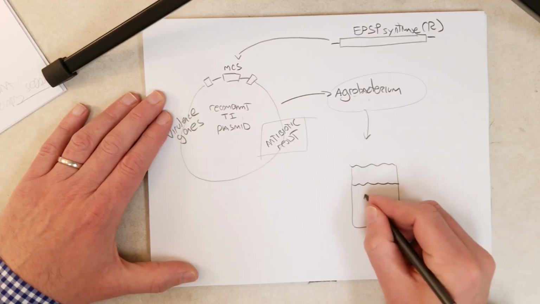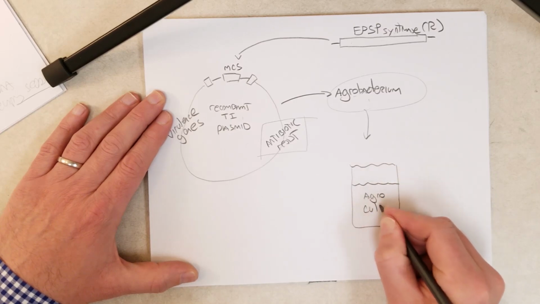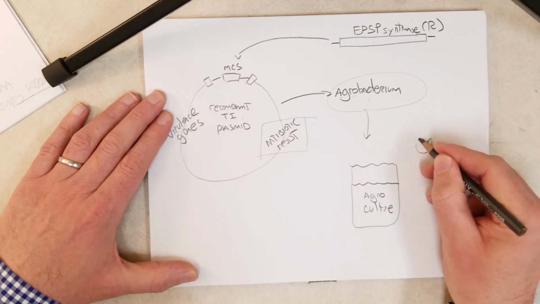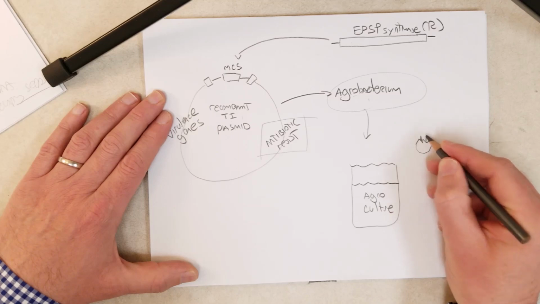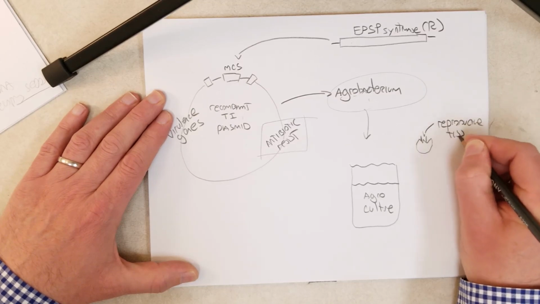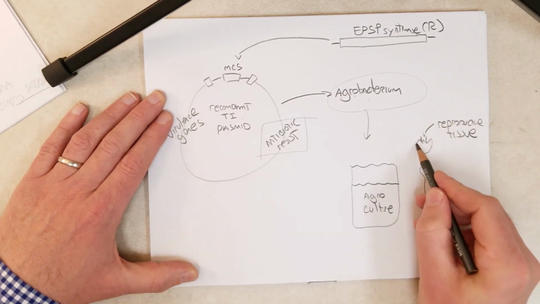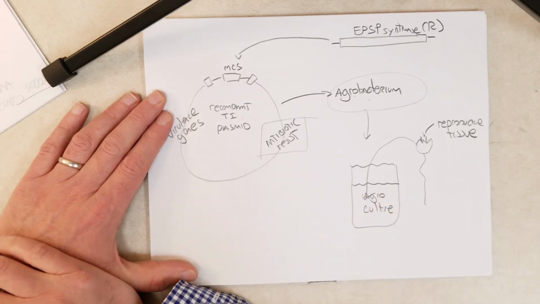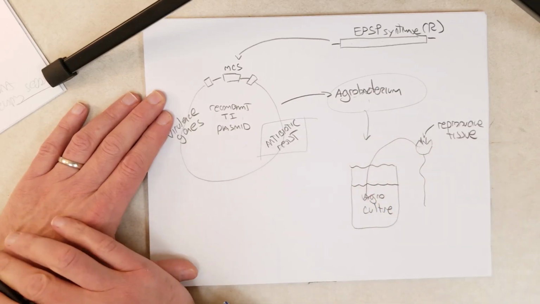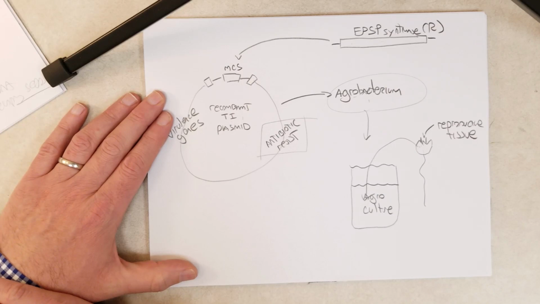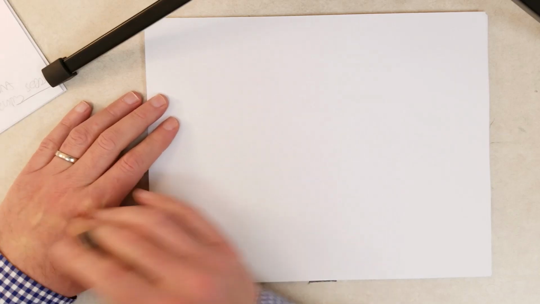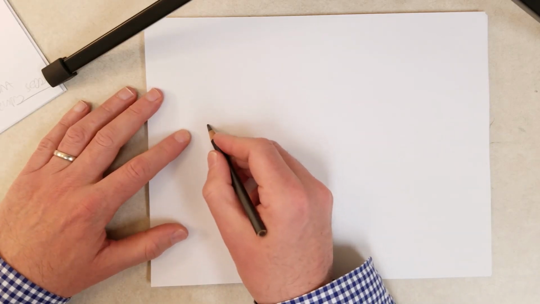So let's say this is our Agrobacterium culture inside a beaker. And then here's our plant. And let's say here are the reproductive parts of the flower, reproductive tissues. Well, what we can do is dip this flower into the agro culture. And the agrobacterium will mix with the reproductive tissues, and then when that plant produces seeds, some of those seeds are going to have the tDNA integrated into the plant genome.